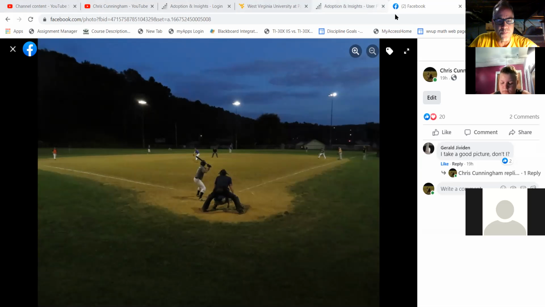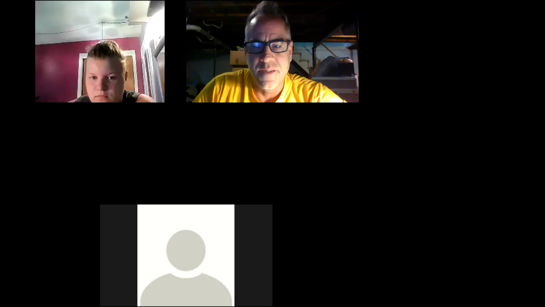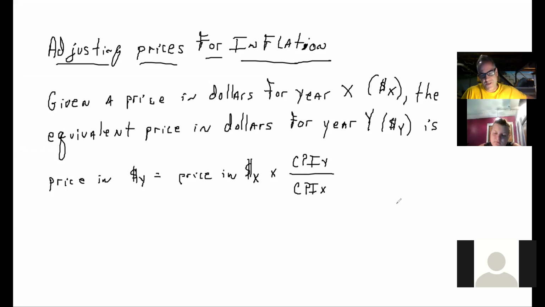So I'm going to close this picture out, and let's get our whiteboard back up here. So what was the connection? So remember, adjusting prices for inflation, and this is our formula to do that.